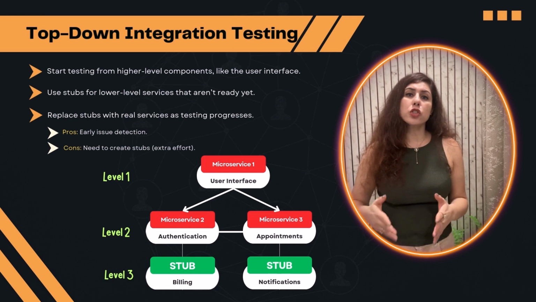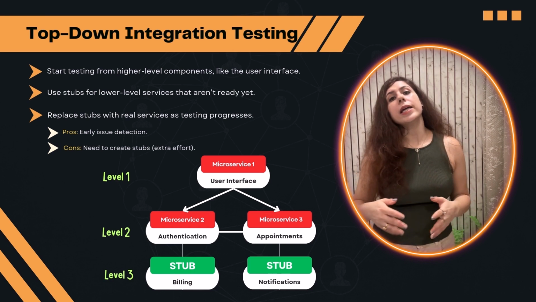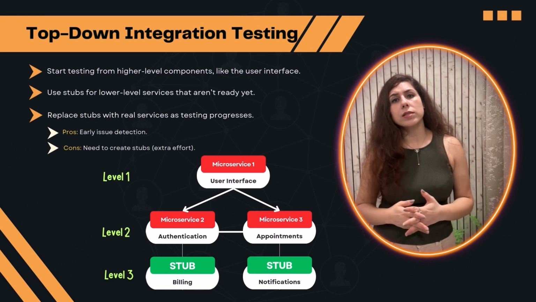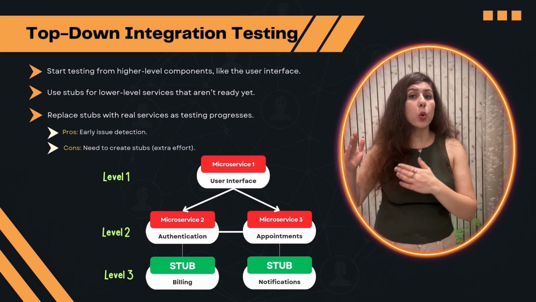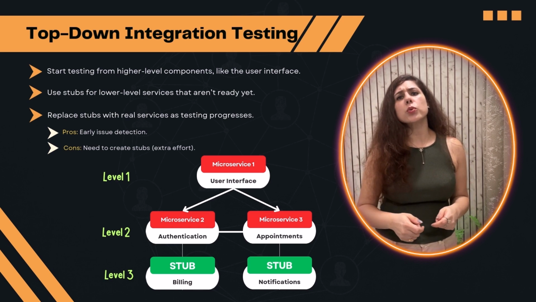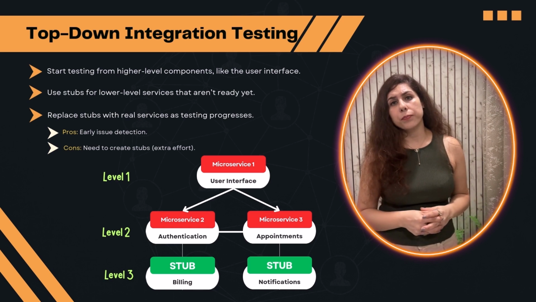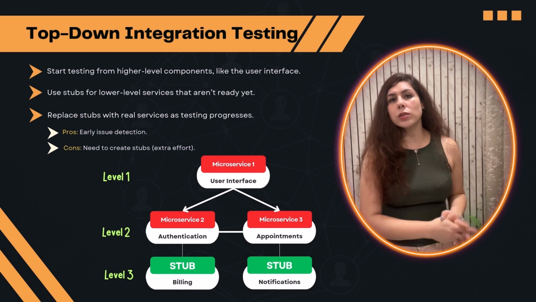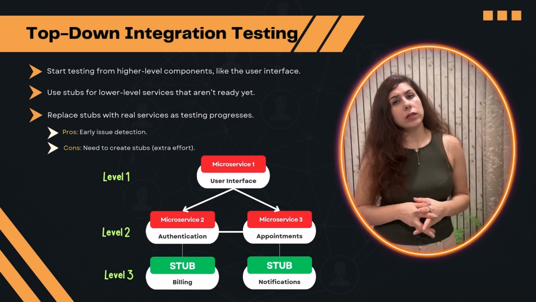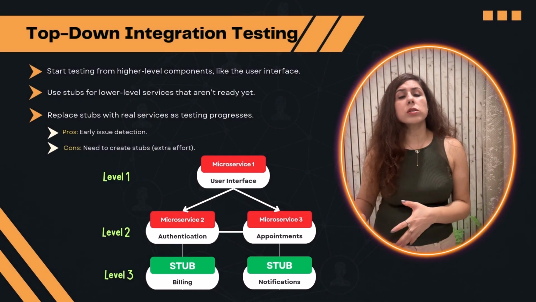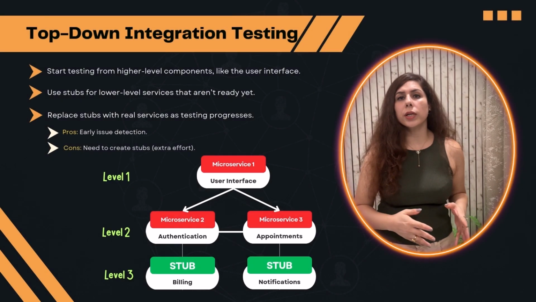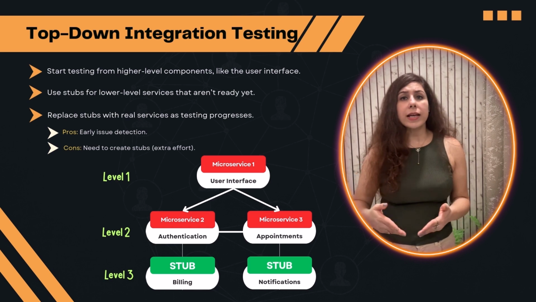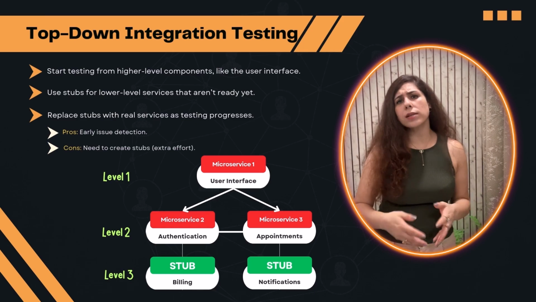The benefit of top-down integration is that it helps catch the issues early. You start with the parts of the system that the user interacts with the most. So any critical issues in the user experience are caught early. Also, it's easier to debug and find the cause of the issues compared to Big Bang integration testing. However, there is also a downside. You need to create stubs for services that aren't ready, which adds extra effort and can slow things down.